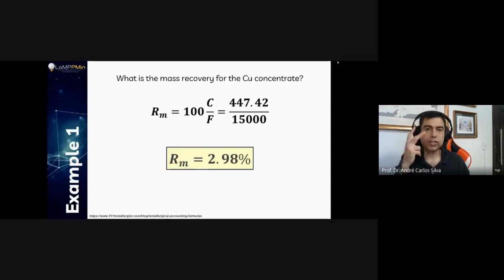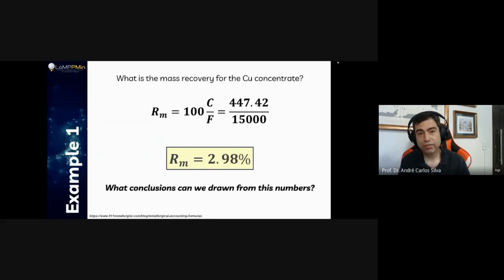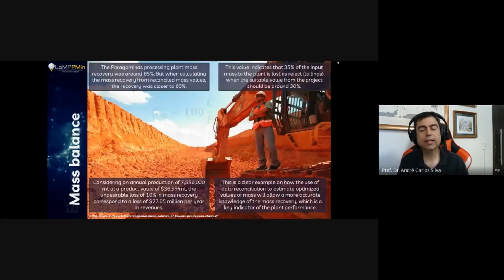Okay, so just 3% is going to be the material that we're actually going to be selling. All the other material is going to be with us as tailings. So there are many conclusions that we can draw from these two numbers, and we can use them to evaluate how good or bad our process is. But let's come back to Paragominas.